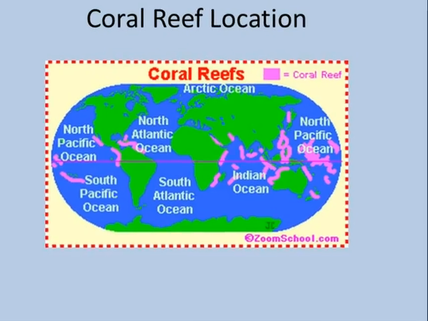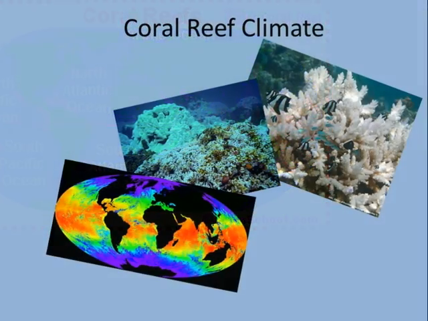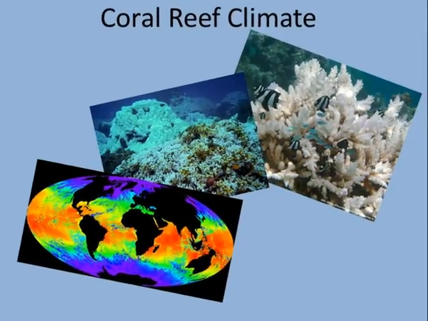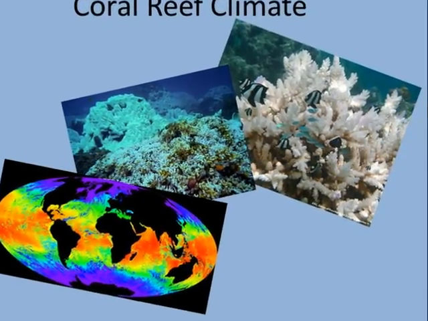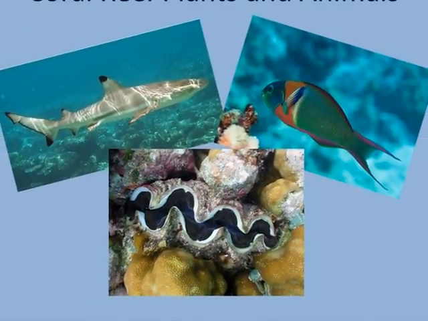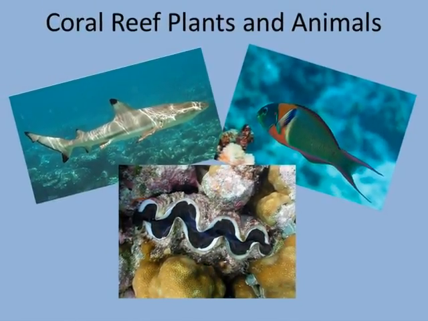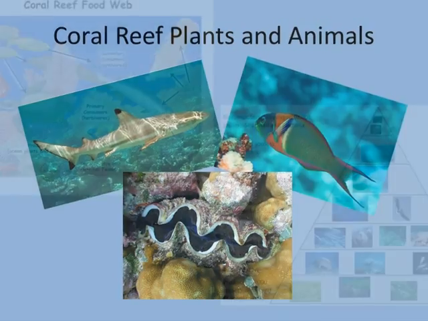Coral reefs are found in the Pacific, Atlantic, and Indian Oceans. The climate of a coral reef is a very delicate balance. The average temperature is between 16 and 30 degrees Celsius. The coral reef is one of the most biodiverse biomes in the world. Animals include fishes, sea snakes, sea turtles, dugongs, and manatees. Plants include algae, seagrass, and mangroves.